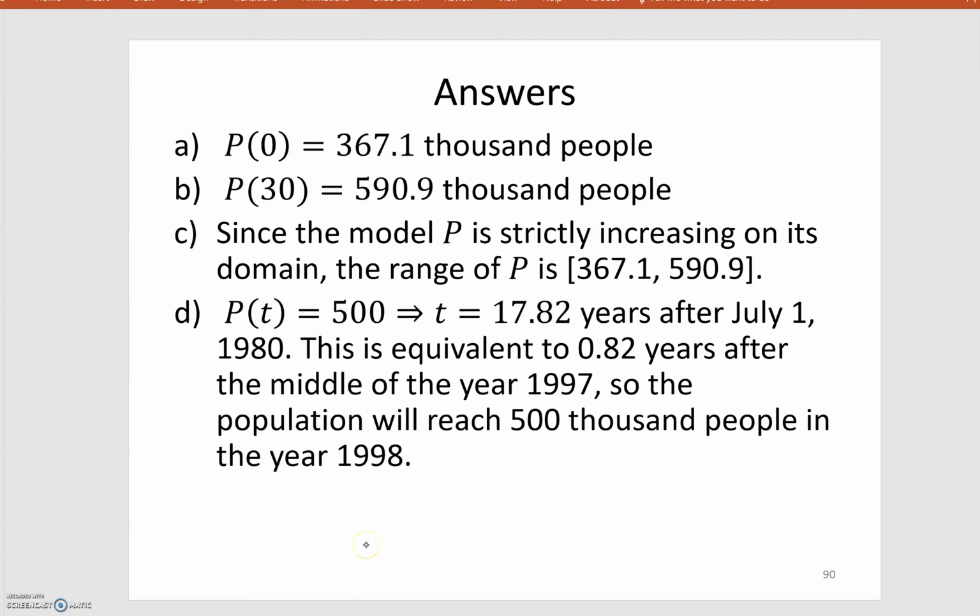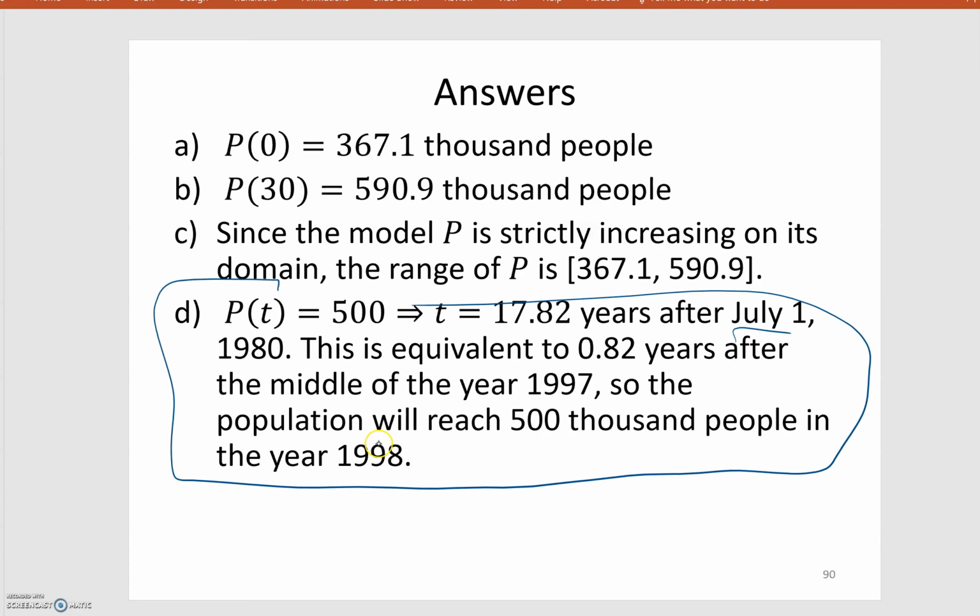All right, we'll pause the video and come back and do some more stuff with this. Oh, I guess the last thing I should say is the year, actually. Pay attention to this. Since we're at July 1st, 1980 plus 17.815 years, that's 0.82 years after the middle of 1997, and so that puts us in 1998.